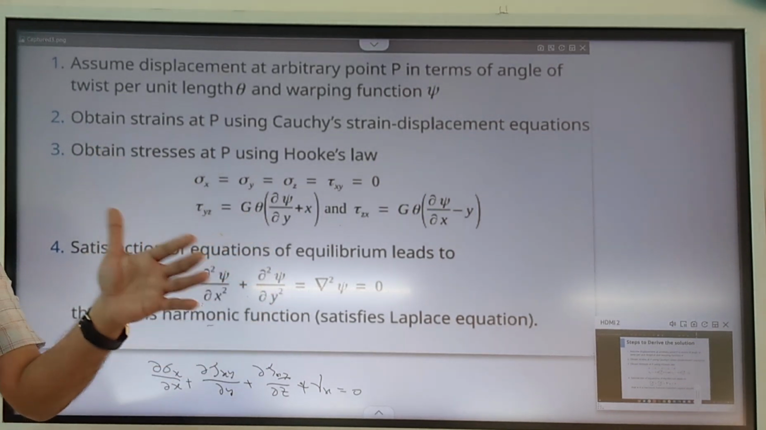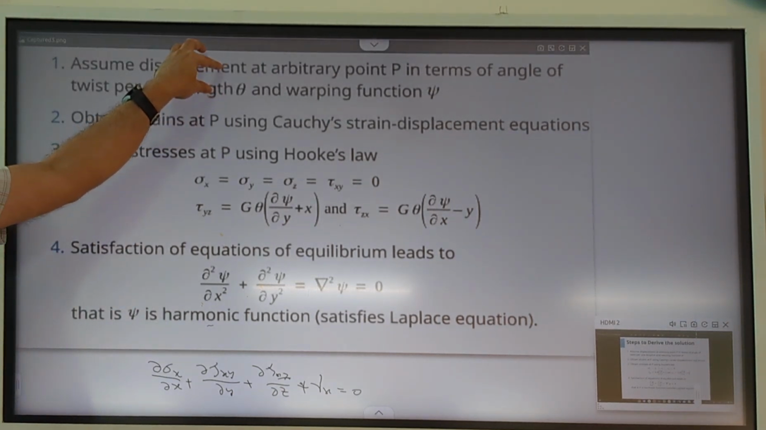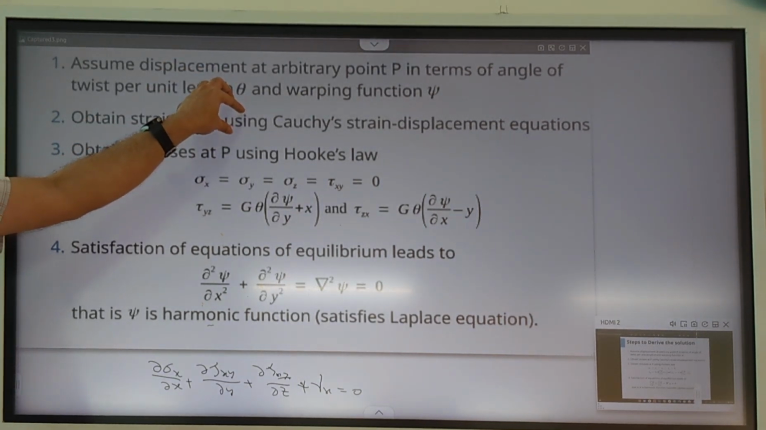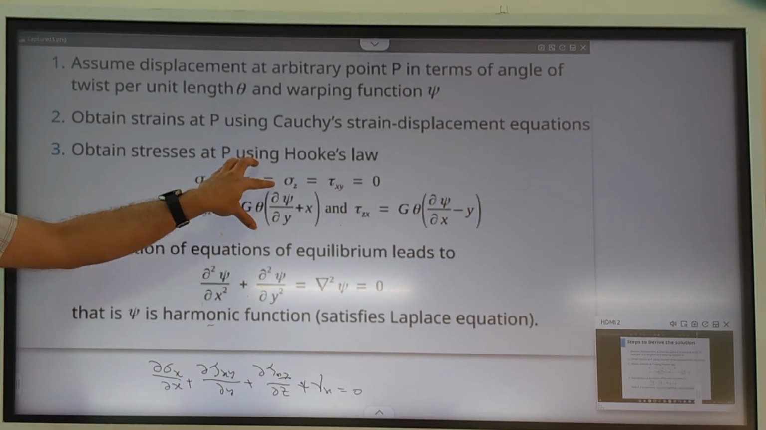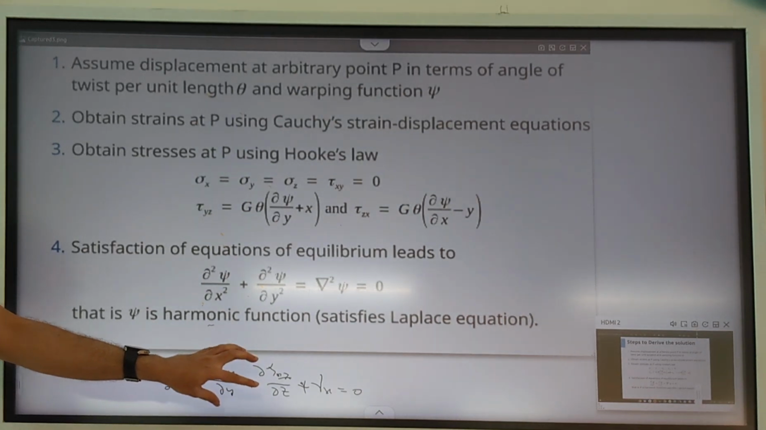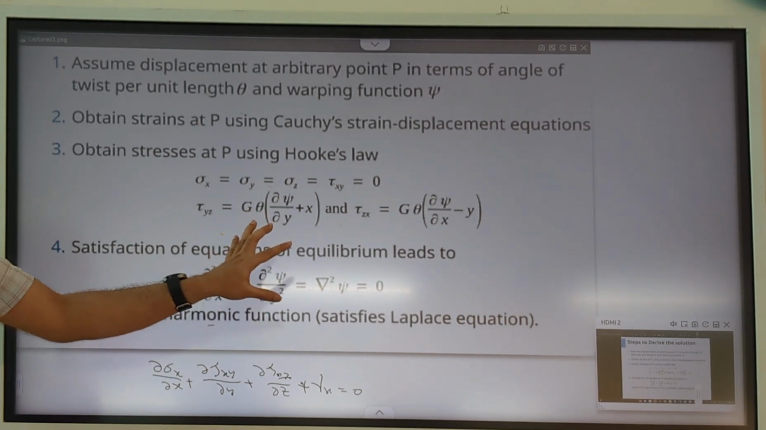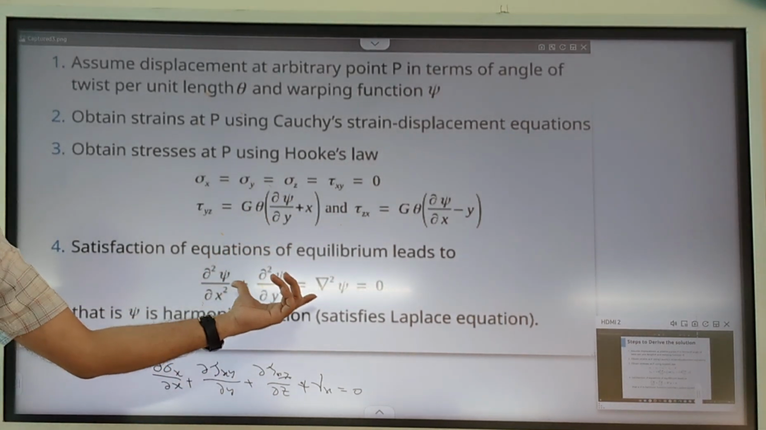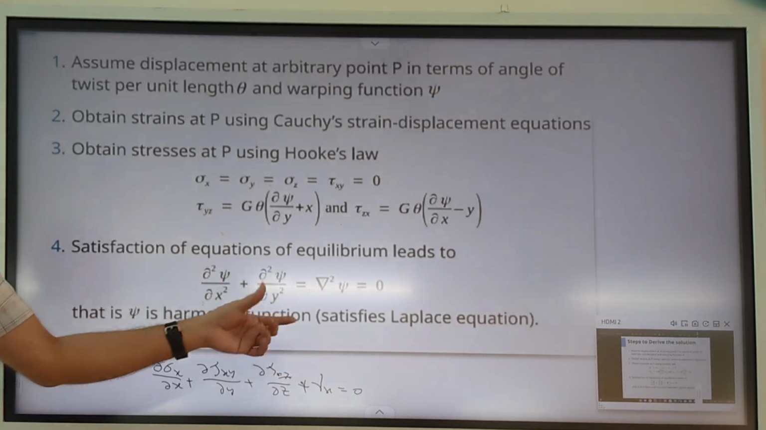So let's recap what we have done till here. Using the displacement approach, first we assume the displacement in terms of something called a warping function and the angle of twist. We converted those displacements to strains, and strains to stresses. This set of stresses must satisfy the equilibrium equations, and that gives us a property of the warping function: it must satisfy the Laplace equation. How to obtain this function is an entirely different topic, so that is not in the scope. We are understanding how the theory of non-circular shafts is analyzed.